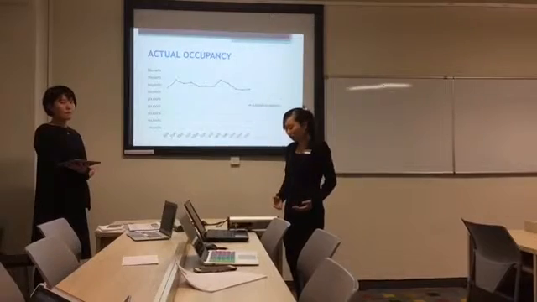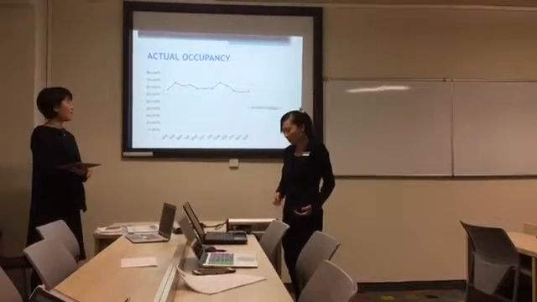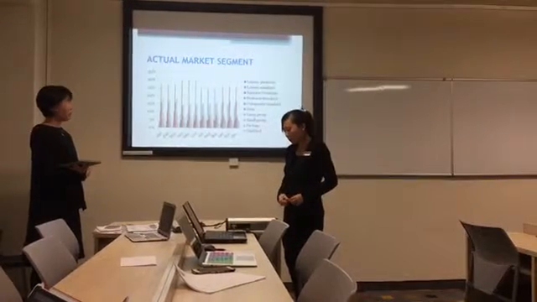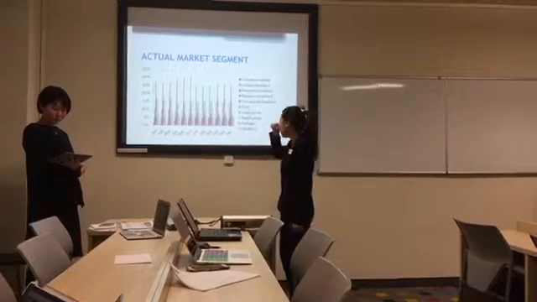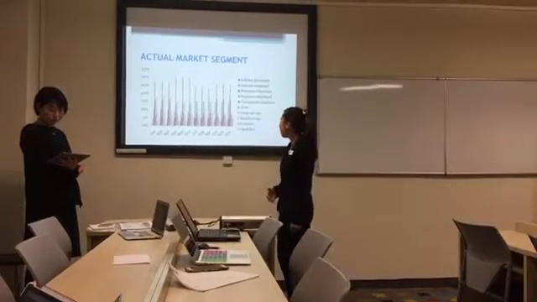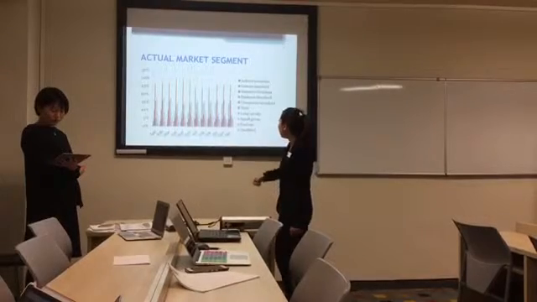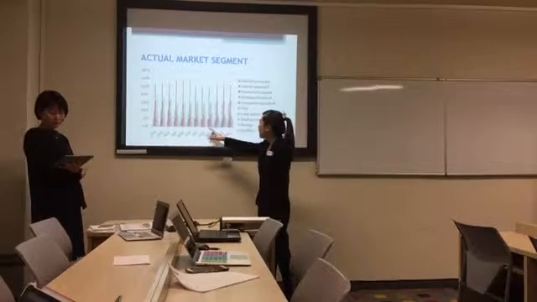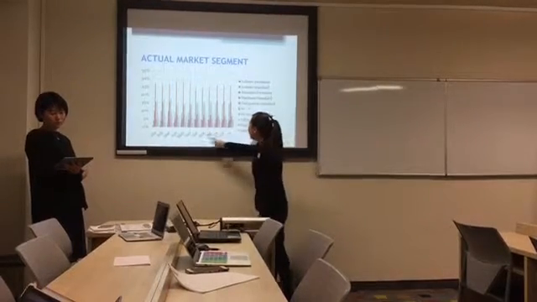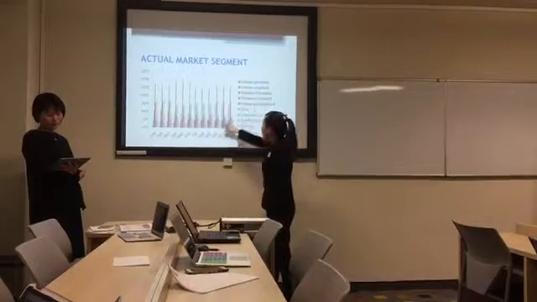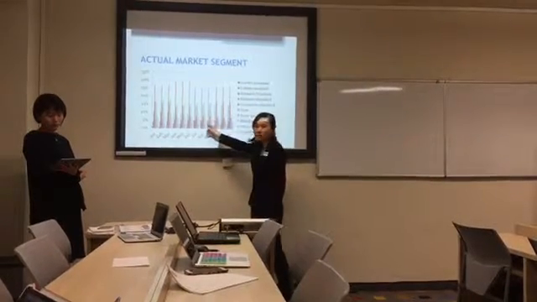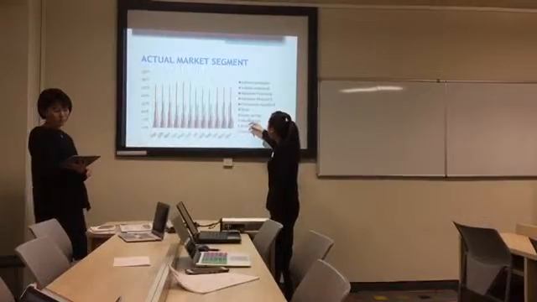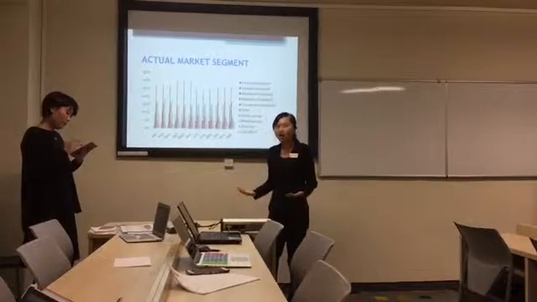And this is actual occupancy when we set up our price. And this is actual market segment. As you can see, from January to June, business standard makes up the highest occupancy, and then from July to September, leisure standard has the highest cover, and then from September to December, business standard continues to make up the highest cover.